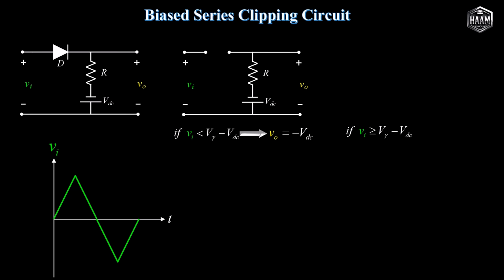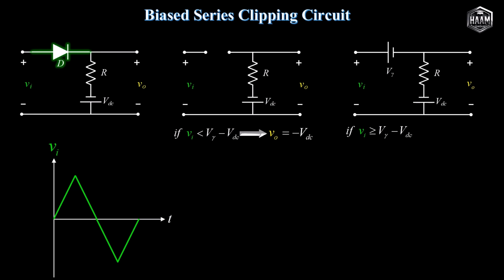Conversely, when V sub I exceeds V sub gamma minus V sub dc, the diode turns on. Under this condition, the diode is modeled by a constant voltage source V sub gamma, with its positive terminal facing the input. Applying KVL yields V sub O equals V sub I minus V sub gamma.